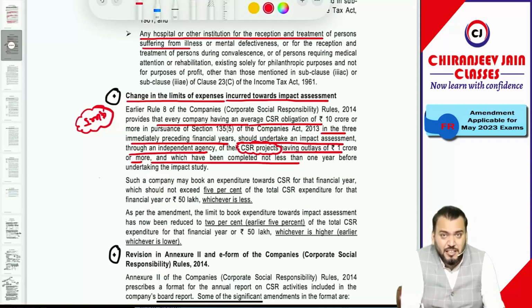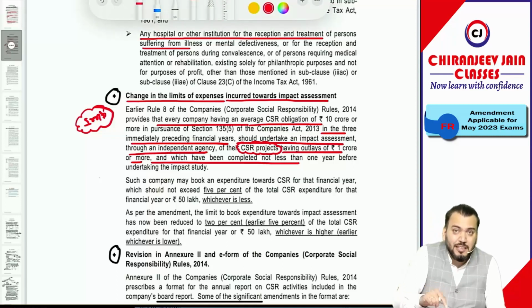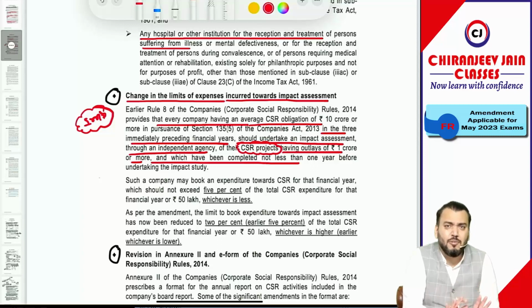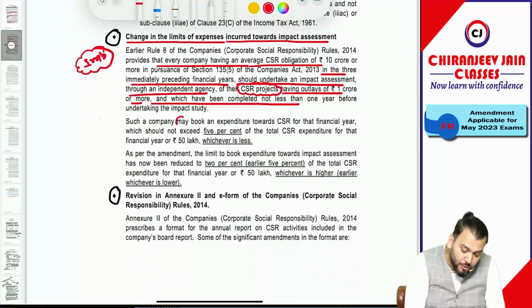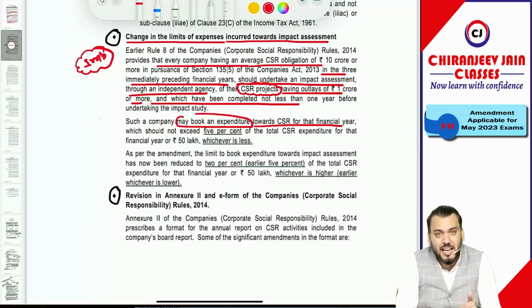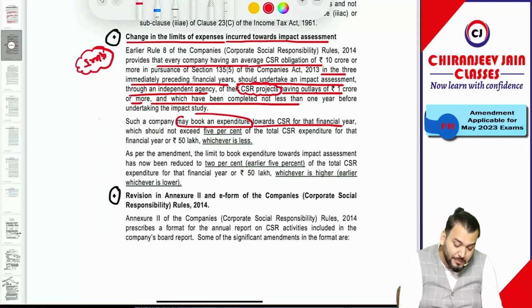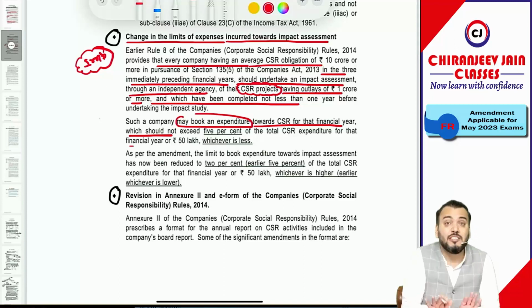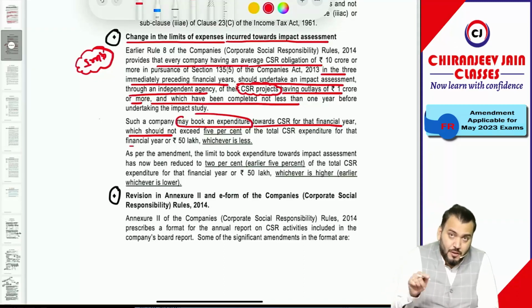Amendment is related to the expenditure which has been incurred for this impact assessment, whether it will be allowed as a CSR expenditure. So previously it was allowed, now also allowed, but there is an amendment in the amount of expenditure which will be allowed as CSR expenditure. Correct? So what they want to say is such a company may book such expenditure towards CSR for that financial year. Means any expenditure incurred on impact assessment can be booked as CSR expenditure for that financial year, but the limit was which should not exceed 5% of total CSR expenditure for that financial year, or 50 lakh, whichever is less. Means previously it was how much?